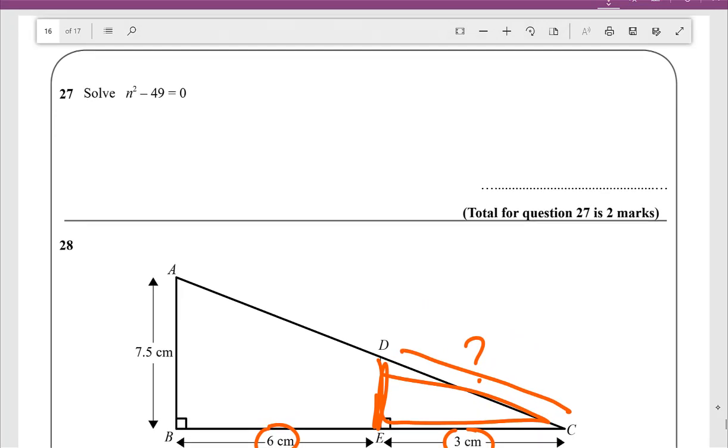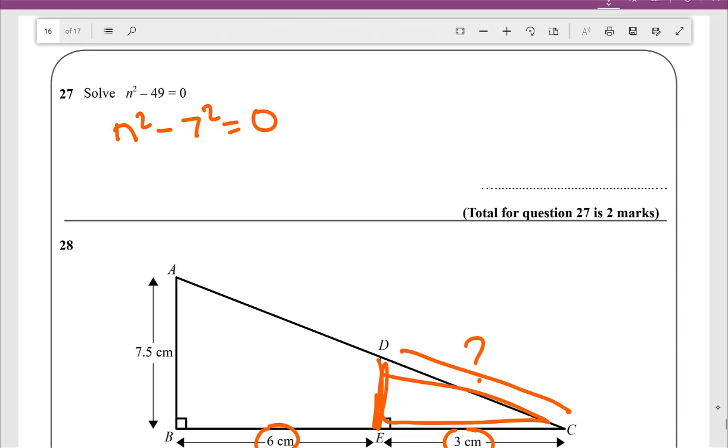Now, question 27, n squared minus 49. Now we can see it's a square number, 49. So we can clearly see it's going to be a difference of 2 squares. So we need to factorize it first using the rule of difference of 2 squares. So let's change 49 into a square number. So n squared minus 7 squared equals 0.